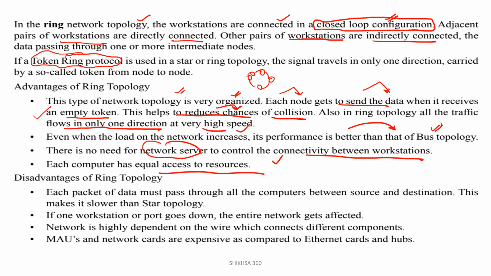in the examination. Now, what are the disadvantages? Each packet of data must pass through all the computers between the source and the destination. This makes it slower than the star topology. Clear? In the star topology, from the center, the data is transferred to all the points. So this makes it slower than the star topology.